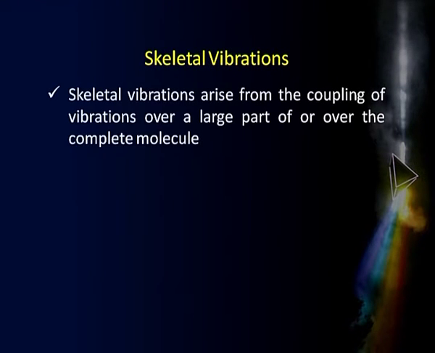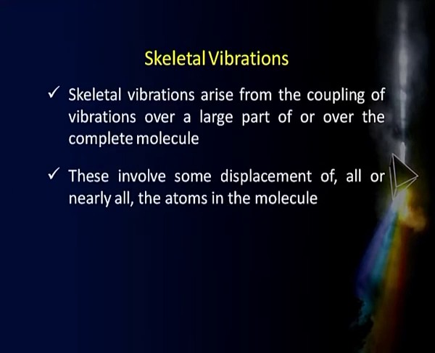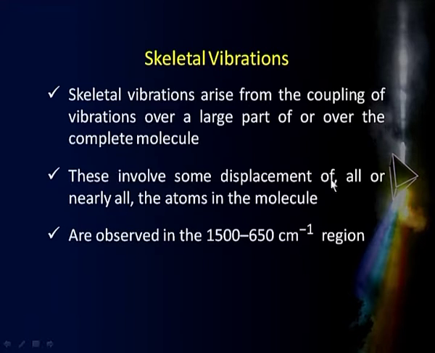Skeletal vibrations arise from the coupling of vibrations over a large part of, or over the complete, molecule. In a molecule there are different vibration modes, a number of which are spread over the whole molecule; they all couple and give rise to a vibration mode called a skeletal vibration. These vibrations involve displacement of all or nearly all the atoms in the molecule, which is why they are called skeletal, and they are typically observed in the range of about 1500 to 650 cm⁻¹.